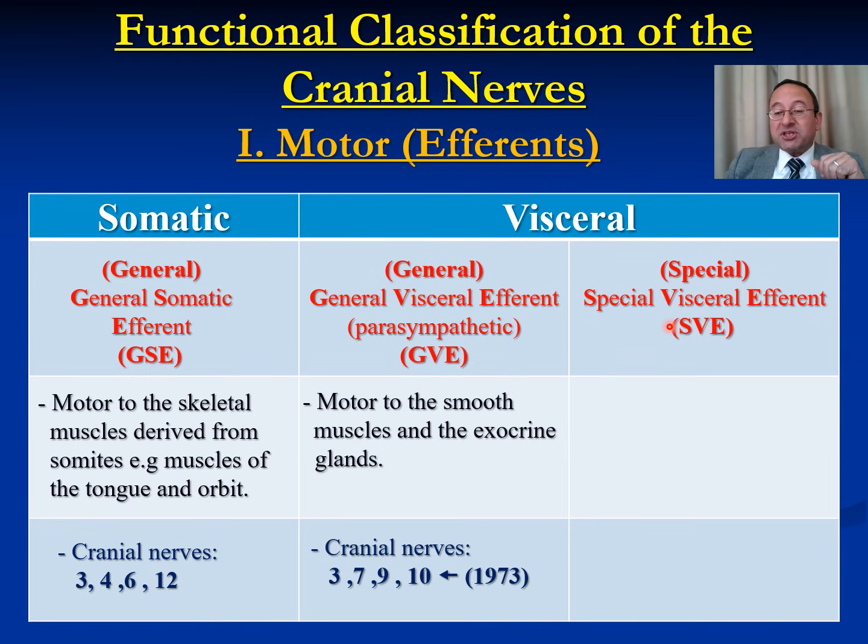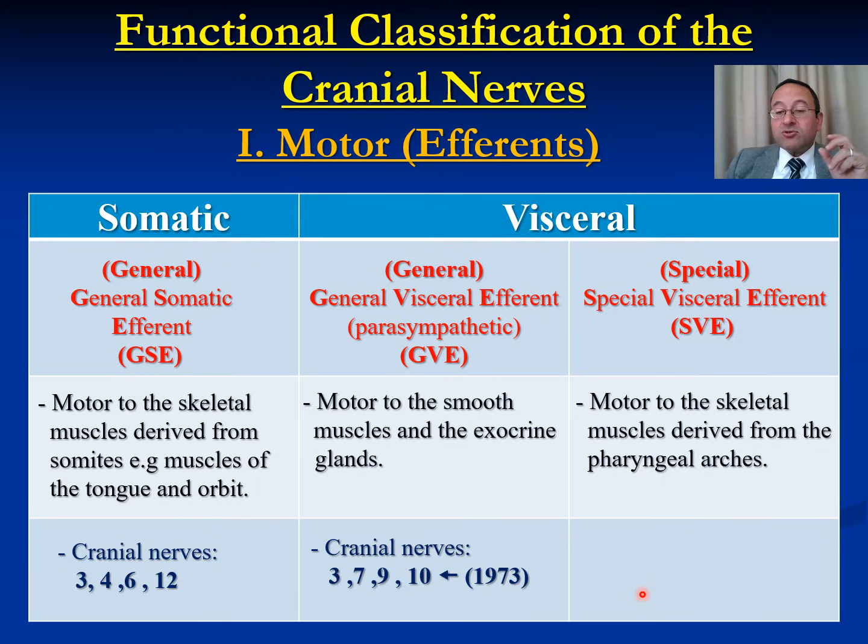What about the special visceral efferent? It means motor supply to the muscles derived from branchial arches. It is present in cranial nerves number 5, 7, 9, and 10.